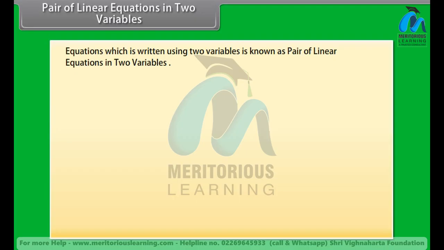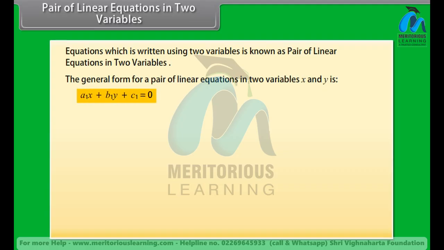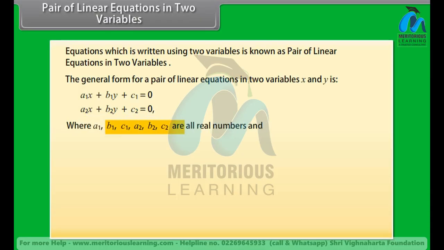Pair of linear equations in two variables. Equations written using two variables are known as a pair of linear equations in two variables. The general form for a pair of linear equations in two variables x and y is a1x plus b1y plus c1 equals 0, a2x plus b2y plus c2 equals 0, where a1, b1, c1, a2, b2, c2 are all real numbers and a1 square plus b1 square is not equal to 0, a2 square plus b2 square is not equal to 0.